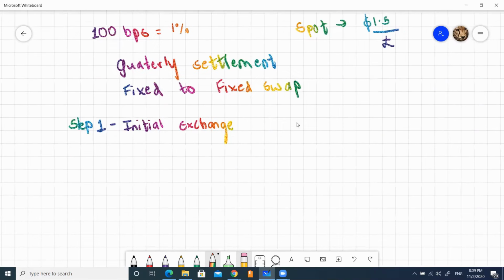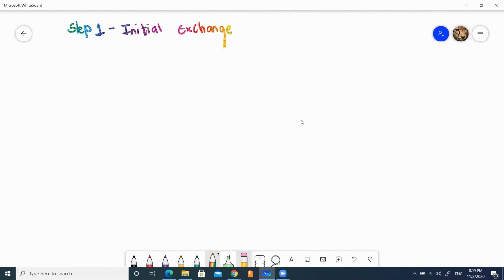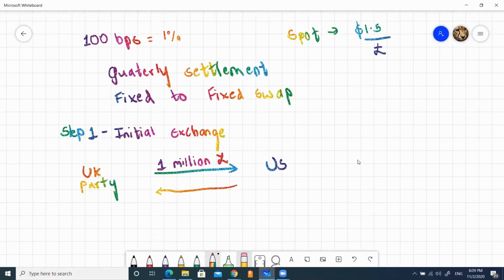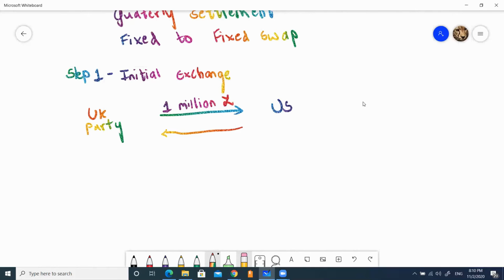Now, how does the initial exchange work? In the first step, that is the initial exchange, the UK party will give the US party 1 million pounds. And the US party in return gives the UK party the equivalent USD. Now, how do you calculate the equivalent USD? Your spot rate is already given to you. It is $1.5 per pound. So that is why it is going to be $1.5 million. This is the first step of the swap.